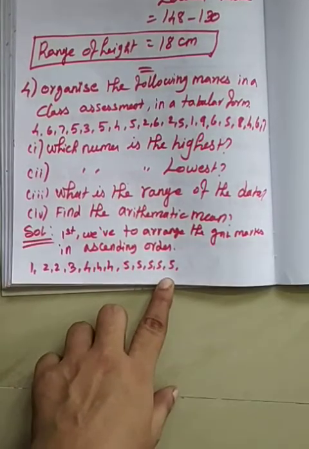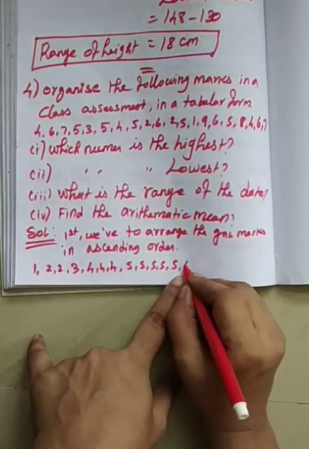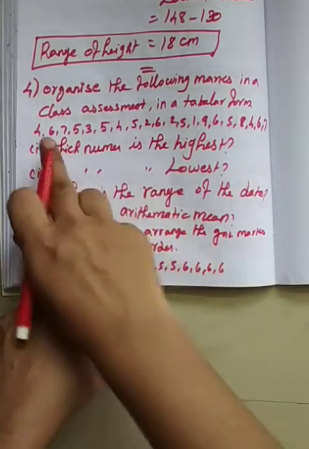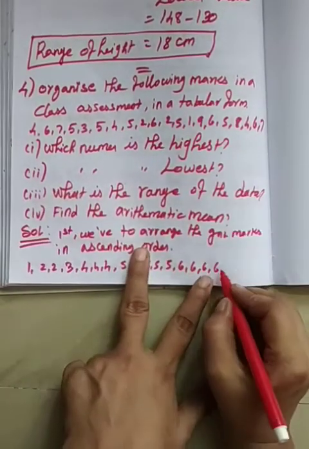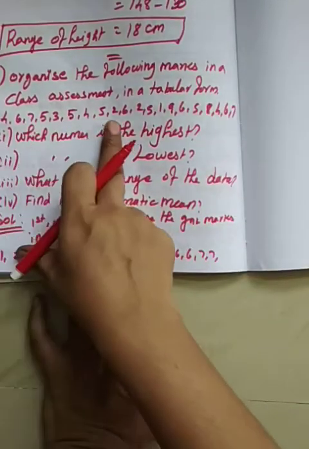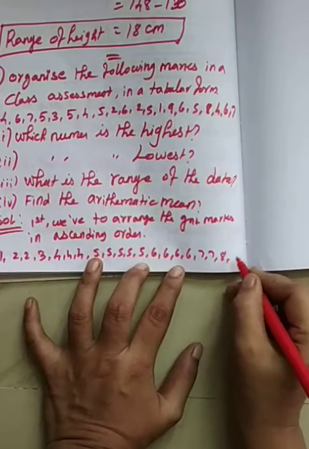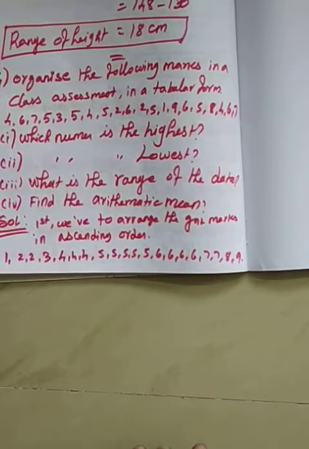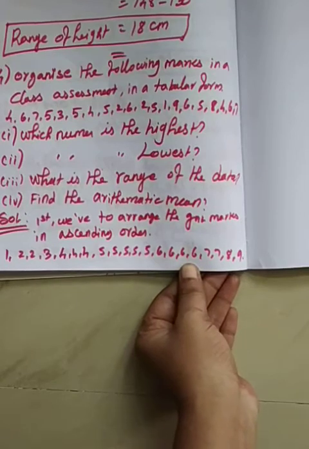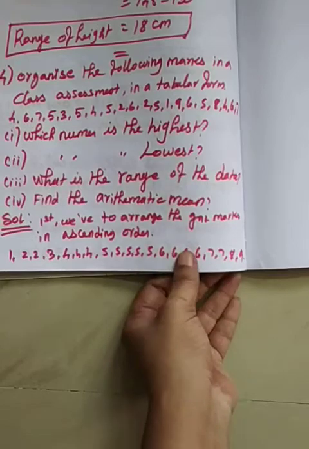Okay, next 6, 4 times. The next 7, 2 times. The next 8, 1 time, 9, 1 time. So 8 comma 9. So first of all you have to arrange the given assessment marks in ascending order. Okay, now we will draw the frequency table of the given data.